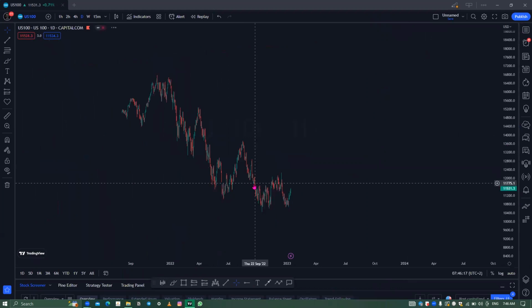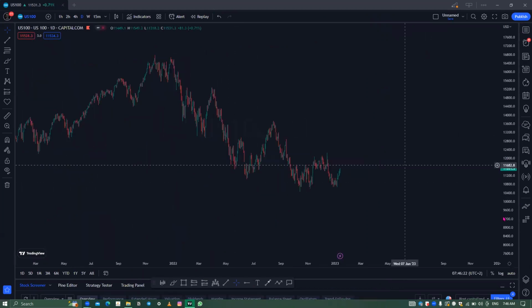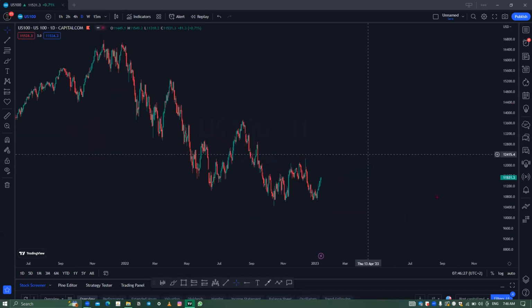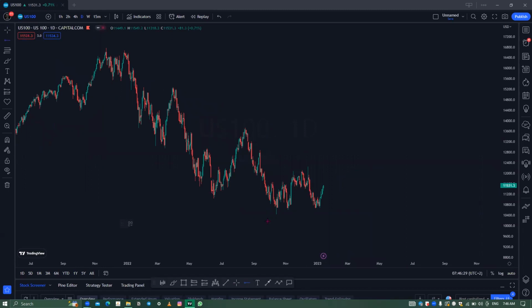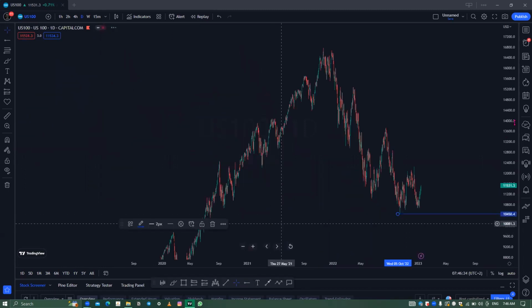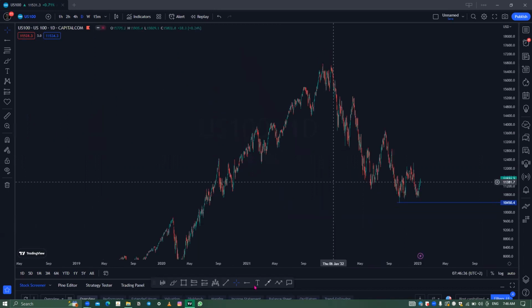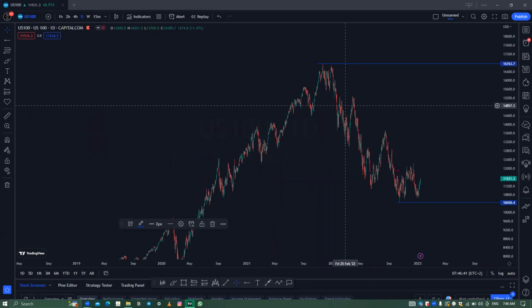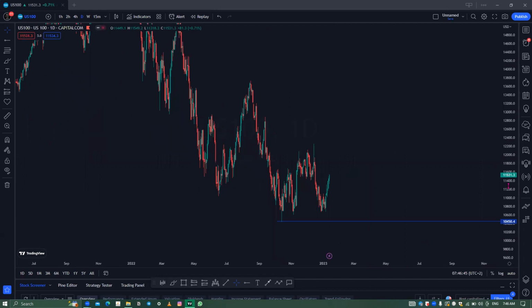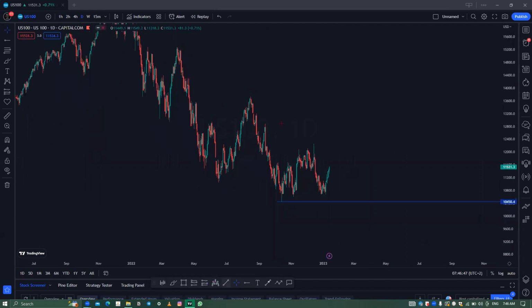So this is our Nasdaq. This will be our lowest low, and this will be our highest high. So looking at this, we can say okay, this is our impulse, and this is our correction.